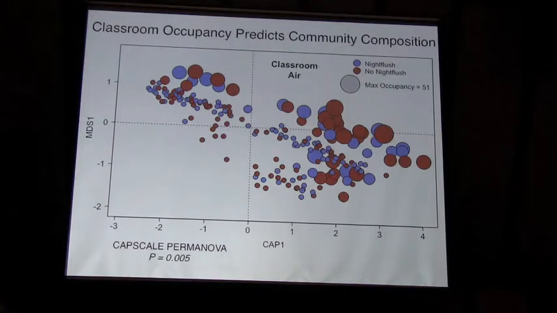It's significant, but that's because there's 200 points here, and so it's pretty easy to get a significant result. But there's a lot of noise here. There's a lot of high occupancy classrooms that don't end up with the other high occupancy classrooms. There's a lot of low occupancy nighttime samples that don't end up with other nighttime samples, right? And one of the things that sticks out here is that night flush plays no part in this pattern, right?